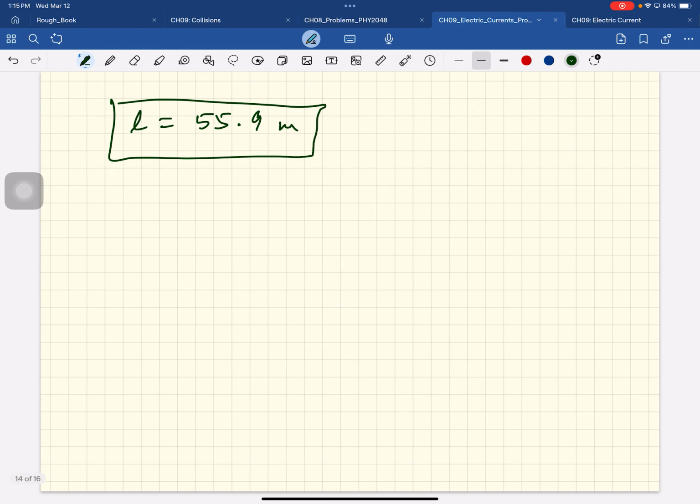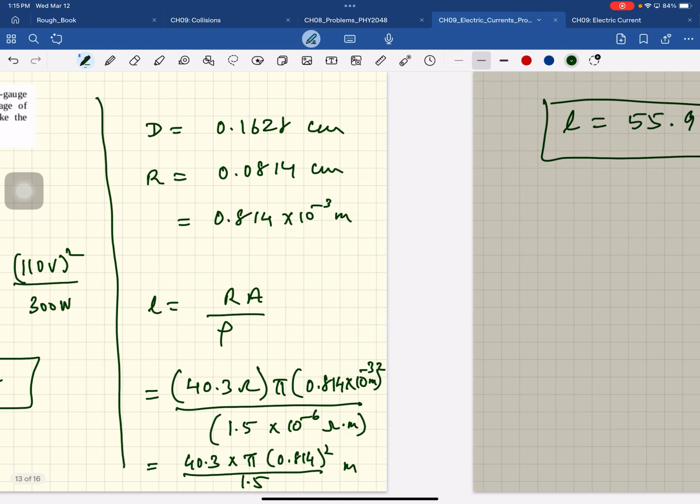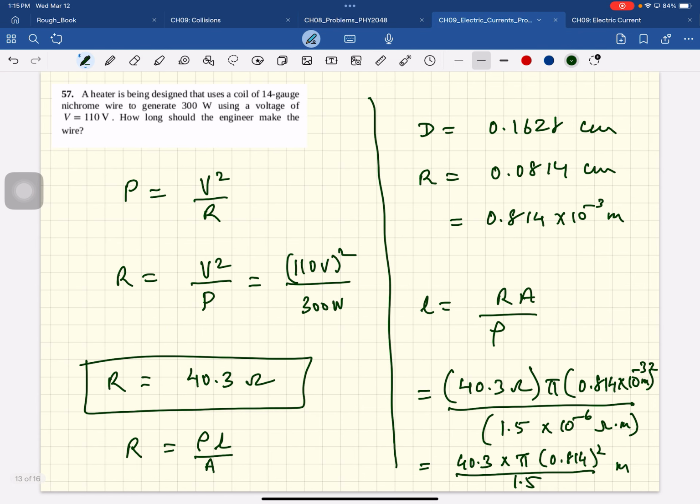So half a football field length, actually a little more, 2/3 of a football field length. That's how long the wire needs to be. And you know, you got to wind that into a little heater element. Yeah. And as you're winding them, you got to make sure it's insulated too.